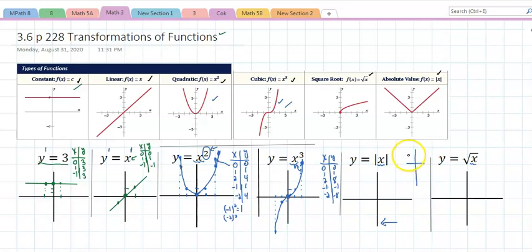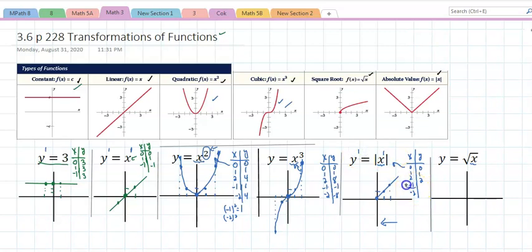I'm going to pick 0, 1, 2, negative 1, negative 2. If I put a 0 in there, the absolute value of 0 is 0, the absolute value of 1 is 1, the absolute value of 2 is 2. So 0, 0, 1, 1, 2, 2. Now here I'm going to connect those with a straight line. Why is that? Because those are linear.